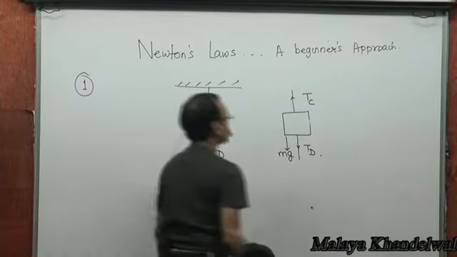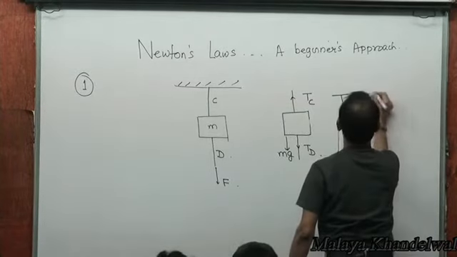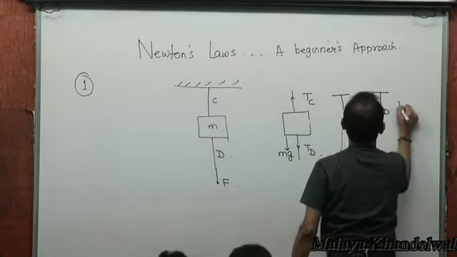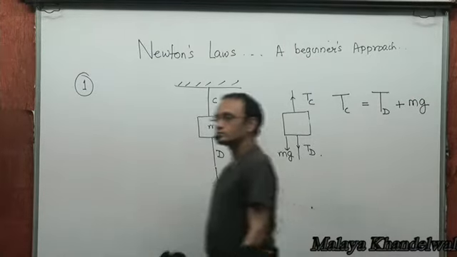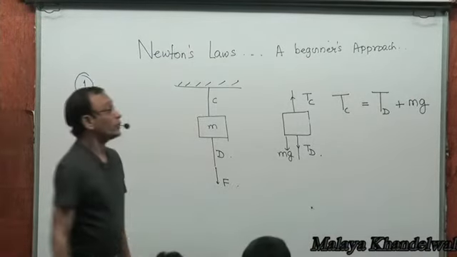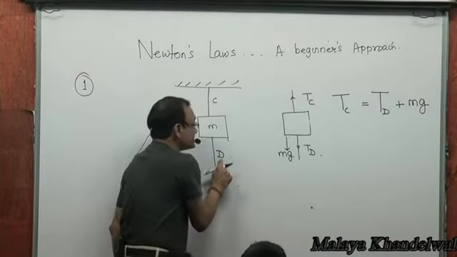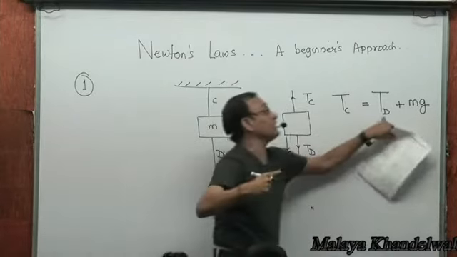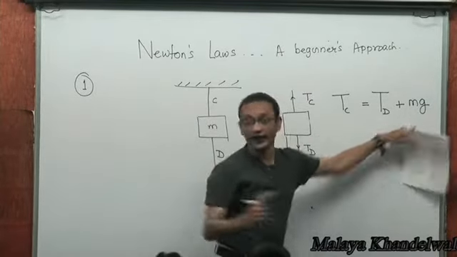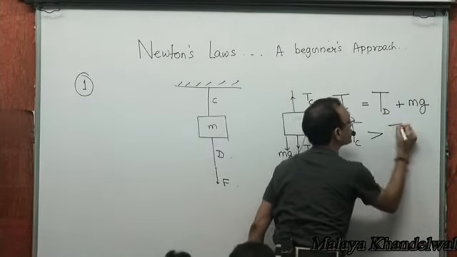Yes or no? So, can I not say that Tc must be equal to Td plus mg? Can this be said? Right? Very clearly at all times. So as I go on increasing Td, Tc will also increase. But Tc will be larger than Td at all times. Tc therefore larger than Td at all times.